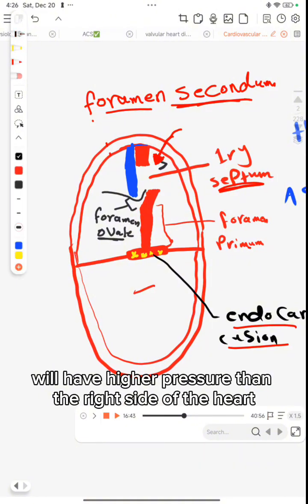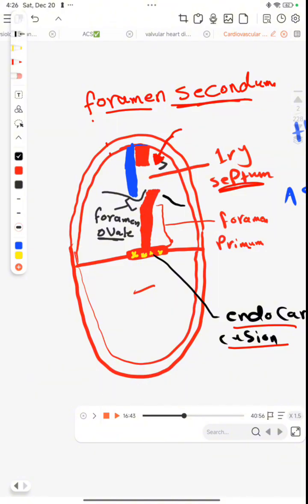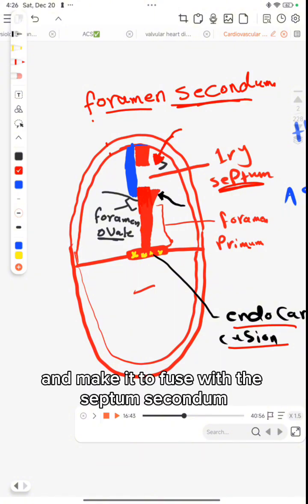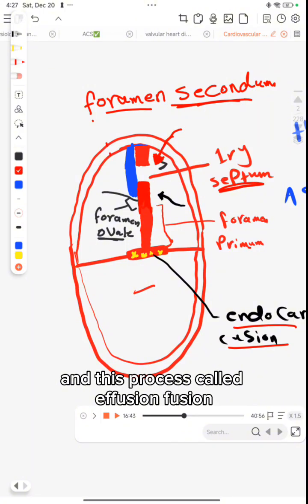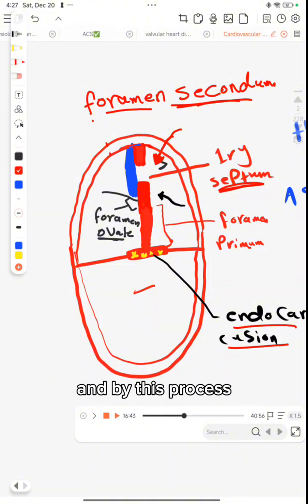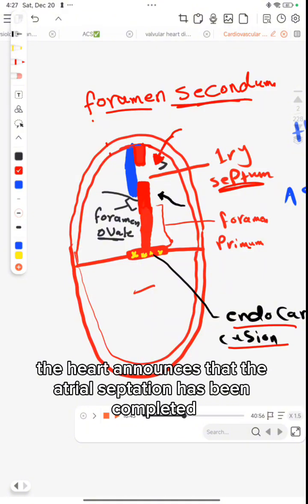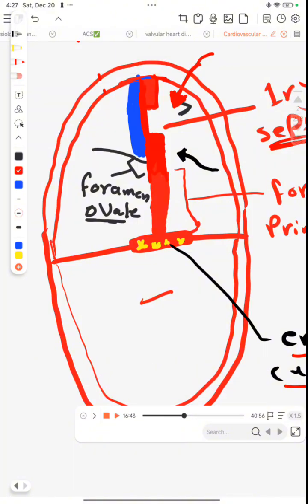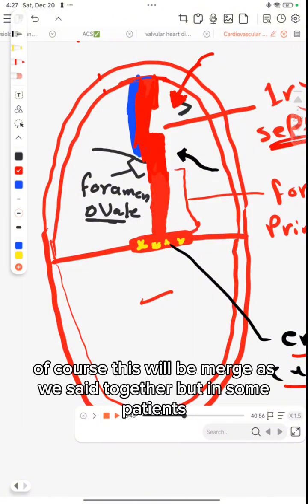This pressure will start to apply force on this septum, so it will push it like that and make it fuse with the septum secundum, and this is a process called fusion. This is fusion between the septum primum and septum secundum, and by this process the heart announces that the atrial septation has been completed and closed. Of course, this will be merged, as we said, together.